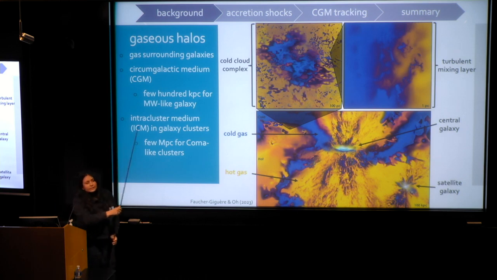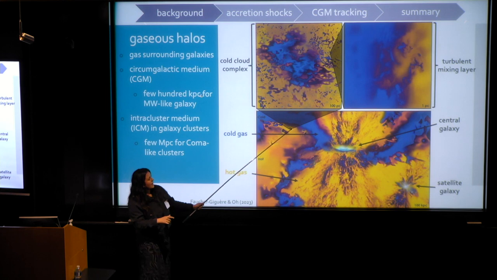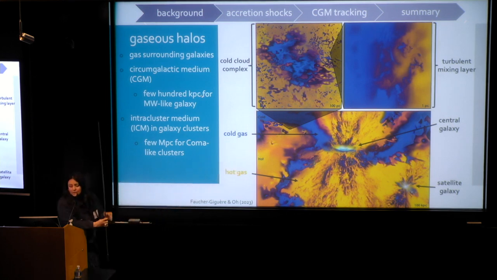If we zoom in that very small point, we get to this top left panel, which is showing a cold cloud complex in what appears to be a hot cloud in the CGM. If we zoom in again one more time, we get to the actual turbulent mixing layer.